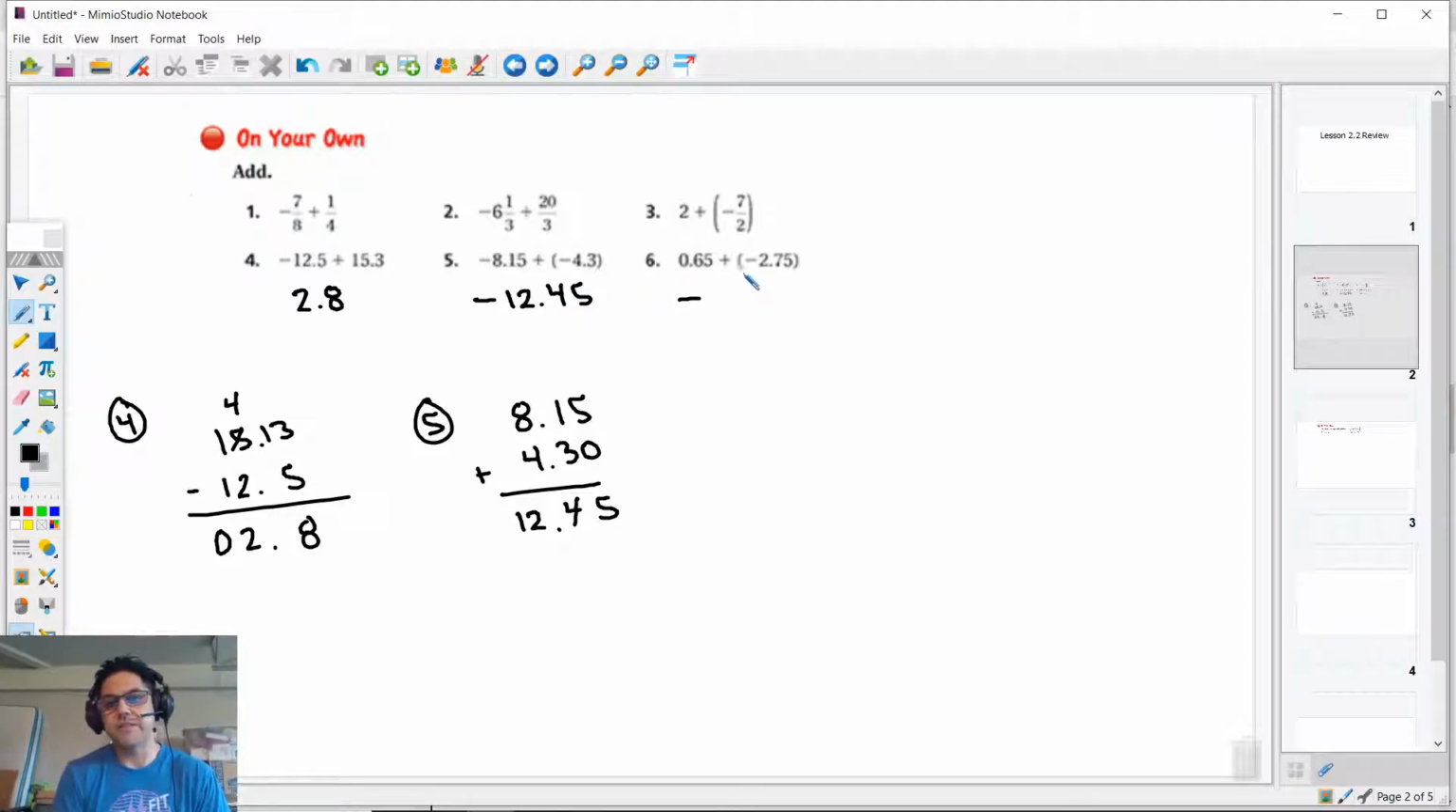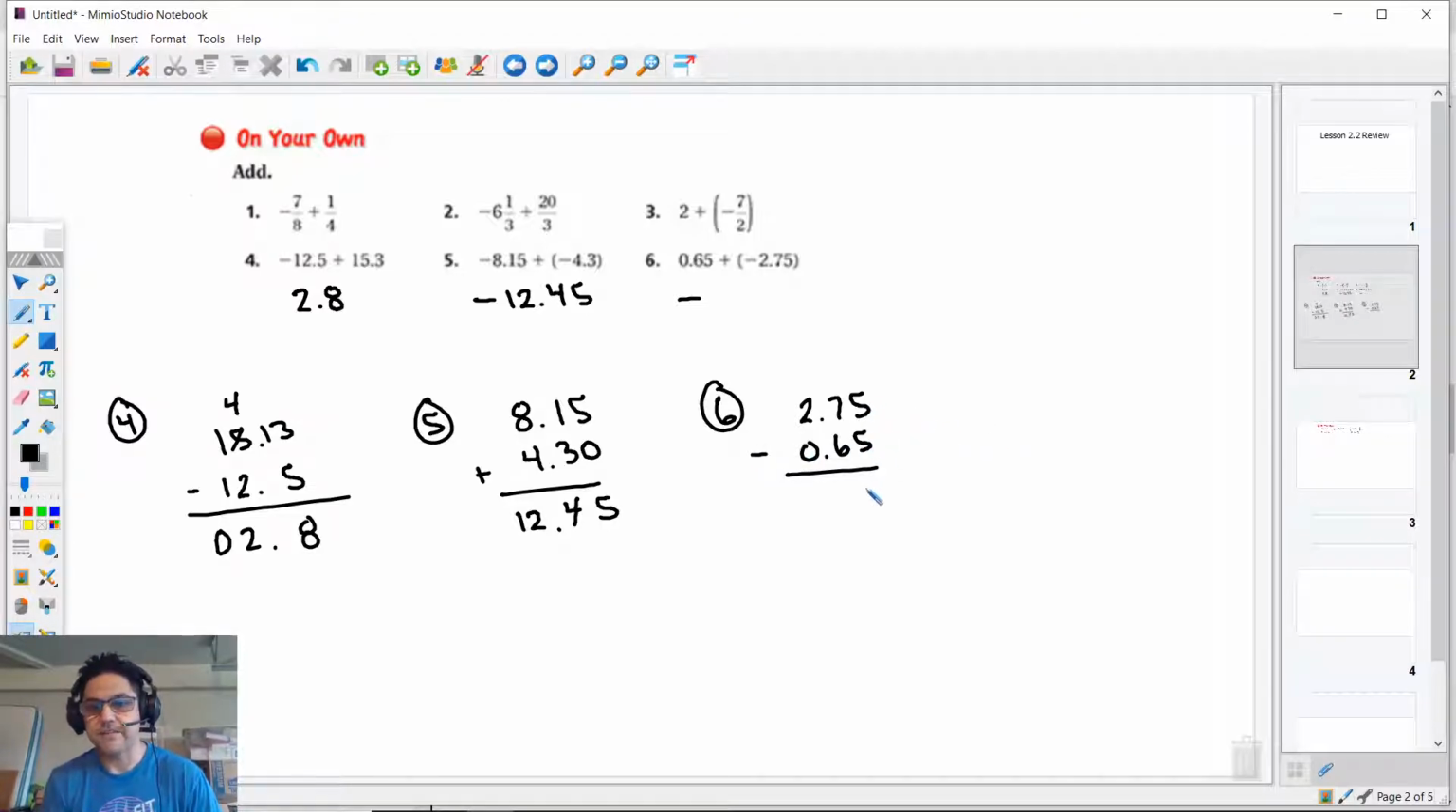Number 6, we already know is negative, but we're going to go ahead and show a little bit of work. We got 2.75 and a 0.65. Again, the step is to subtract because they have different signs. 5 subtract 5 is 0. 7 subtract 6 is 1. 2 subtract 0 is 2. So I can write it as negative 2.1. I really want to caution you again on those negative signs. Please be very careful. Don't make those silly mistakes.